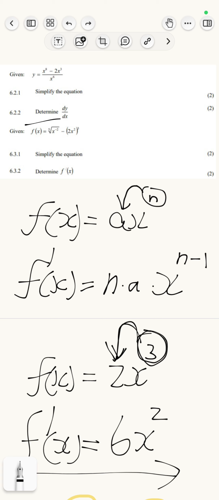In the next video, we'll do this one. But again, it's going to be the same thing. So the first thing we need to do is to get it ready to apply the rule. And then in the second part of the question, we apply the rule. Okay, let's get to the next video.